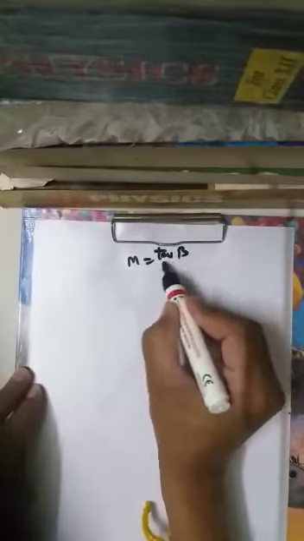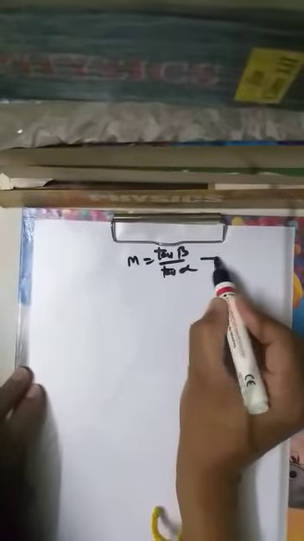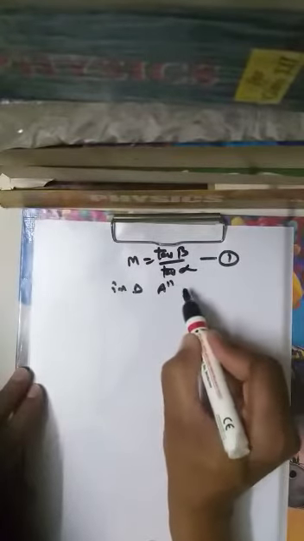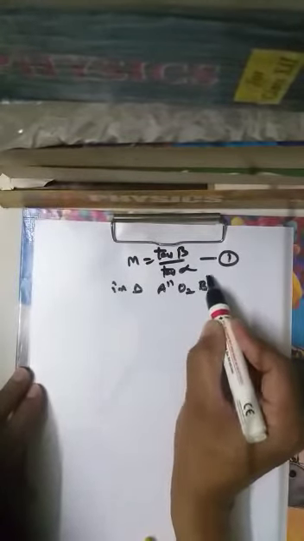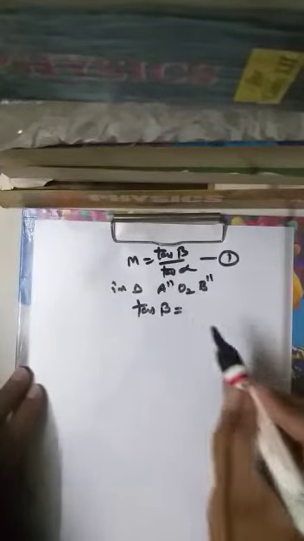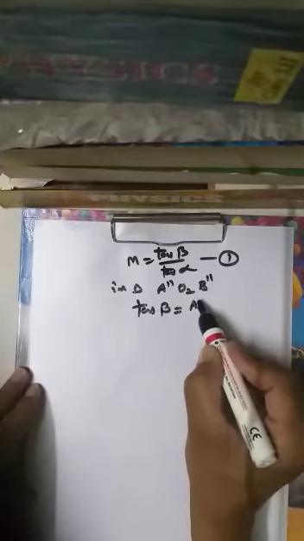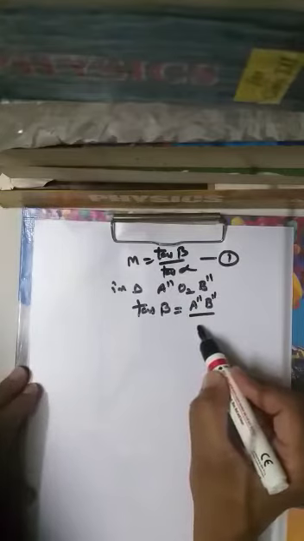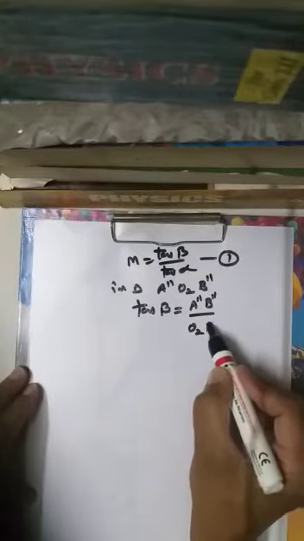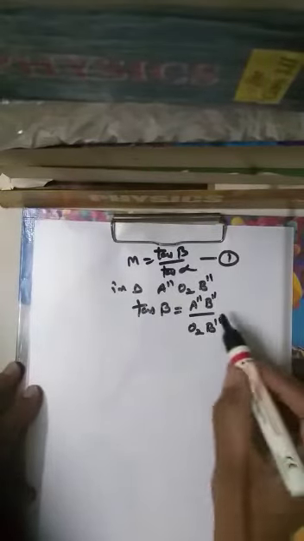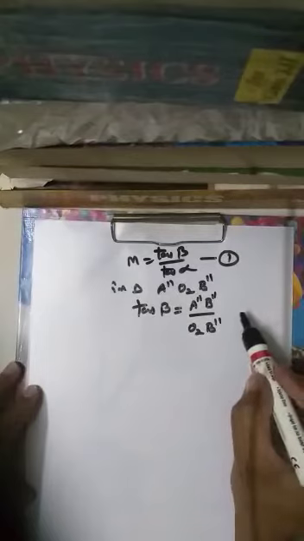By equation 2, m is equal to tan beta upon tan alpha. In triangle A''O2B'', tan beta is equal to A2''B2'' upon O2B''.